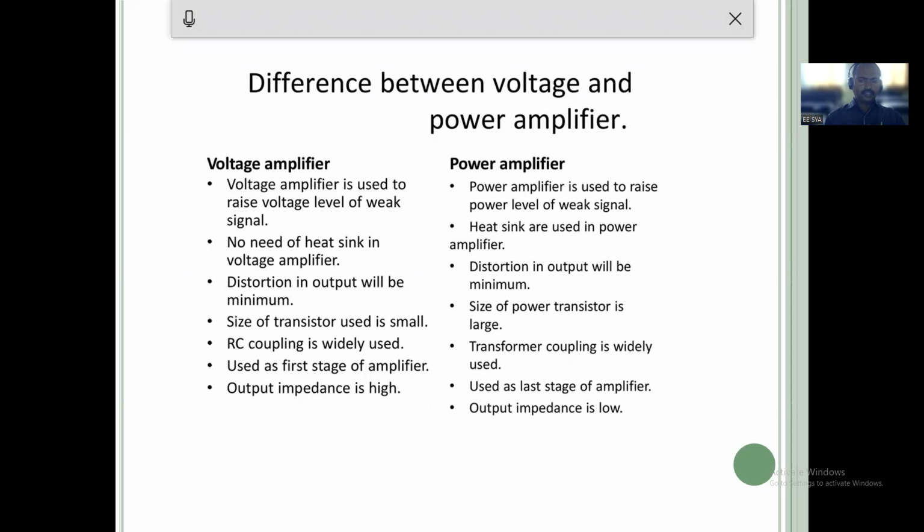The other thing is, output impedance is high, right, in case of a voltage amplifier, but see why the output impedance of the voltage amplifier is large.